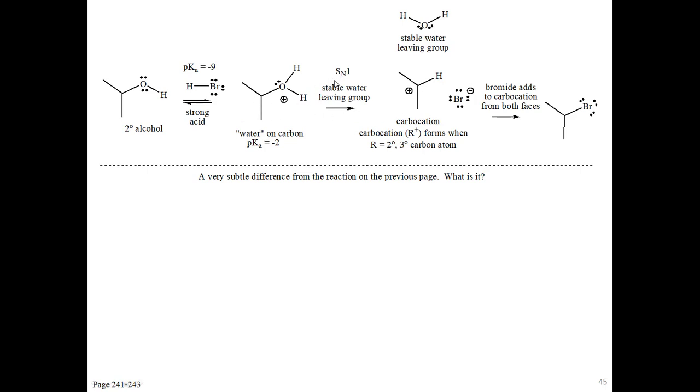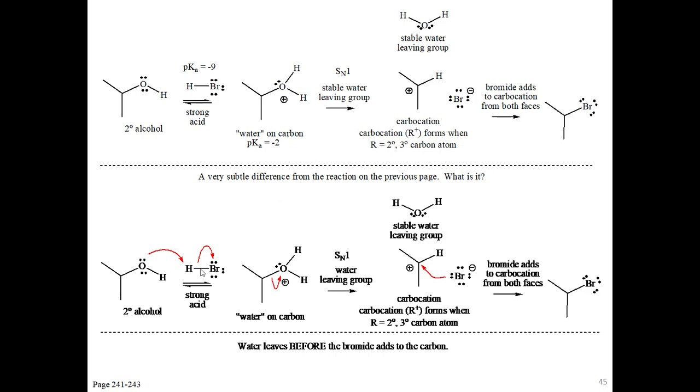This is going to be called an SN1 reaction. Okay, it's very subtle, but we'll study that more in chapter 9. So this reaction will look like this. Pick up the proton, that's exactly the same. Water leaves, that's different. Carbocation accepts the donation of the electron pair from the bromide. Okay.